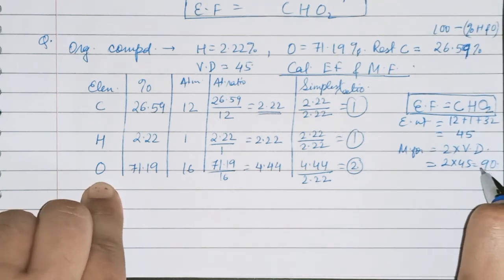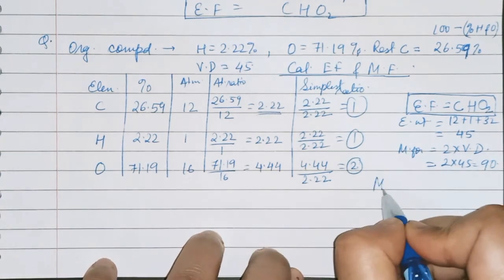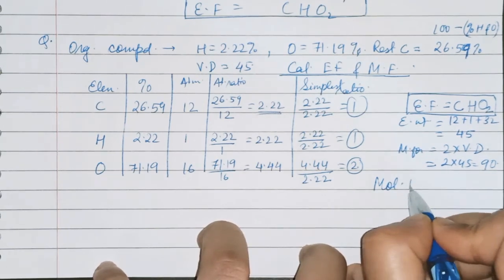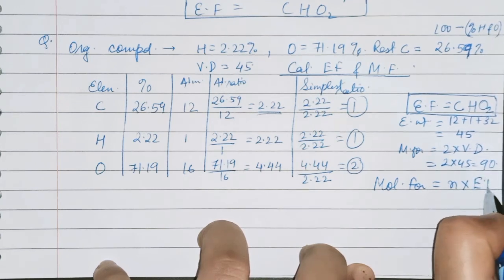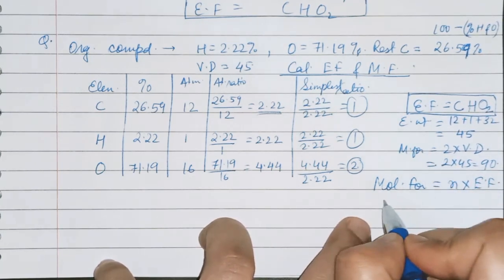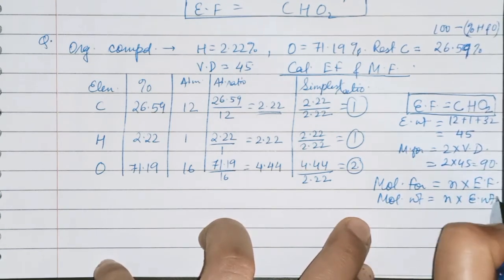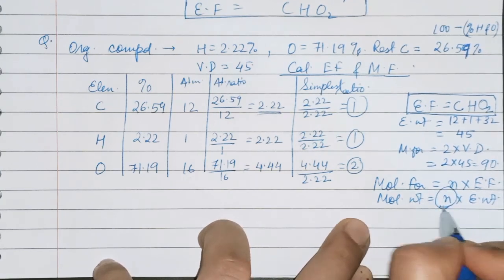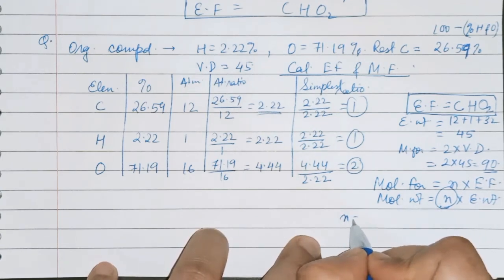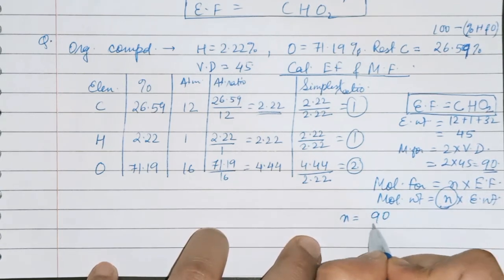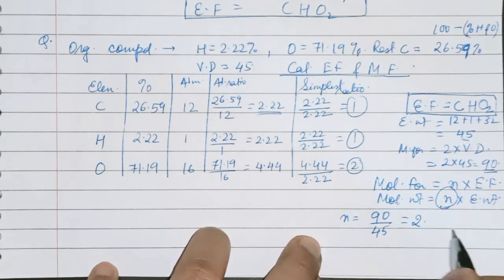Okay, so molecular weight you are getting 90 over here, and molecular formula is equal to N into empirical formula. This is also termed as molecular weight is equal to N into empirical weight. So you have to calculate the value of N first. Molecular weight you are getting 90. So N is equal to 90 upon empirical weight 45. So the value of N you will get 2.